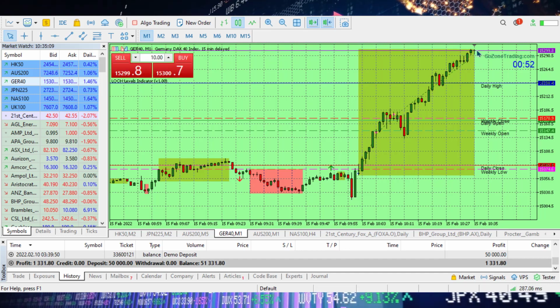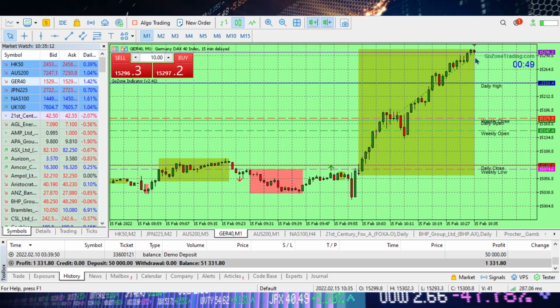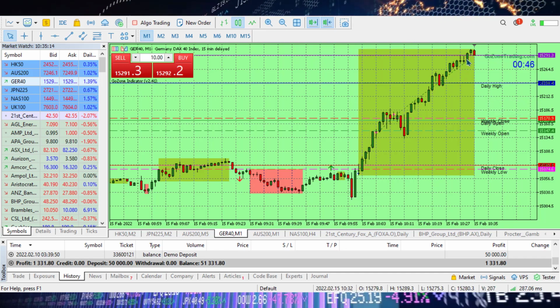Let's continue to watch this a little bit more, even though I'm no longer in the trade. But let's see how the go zone performs.